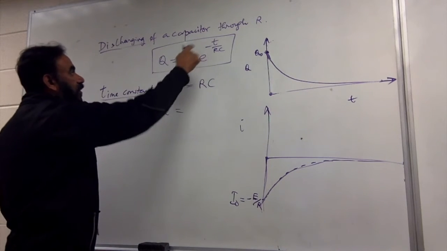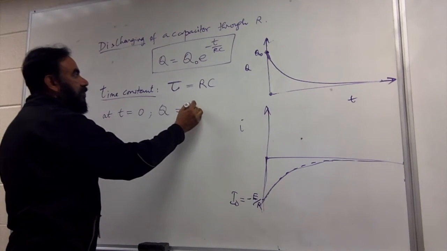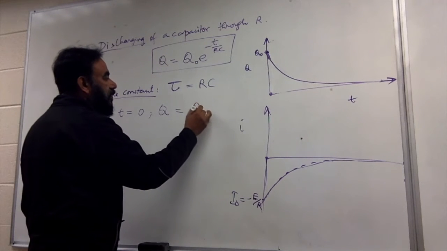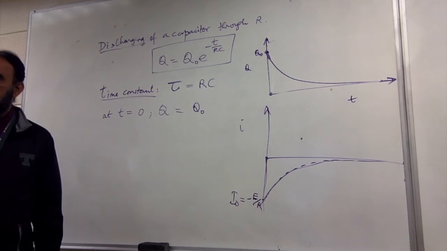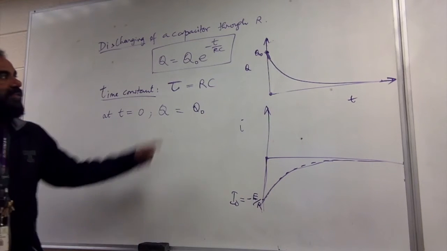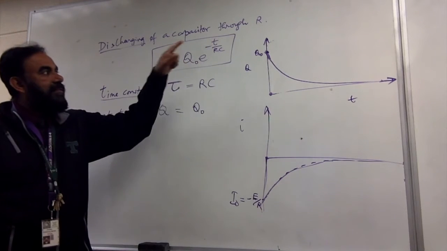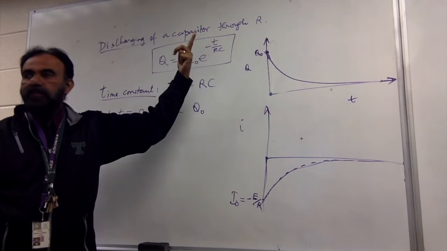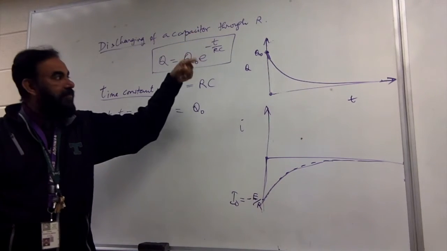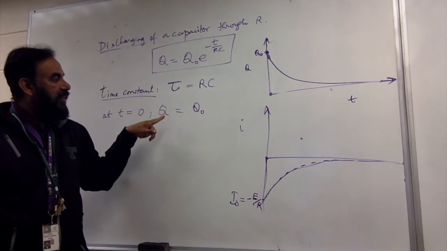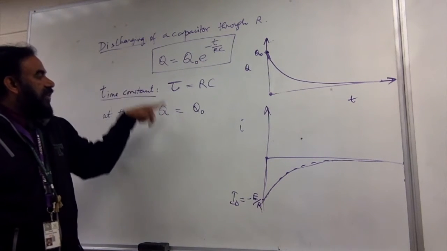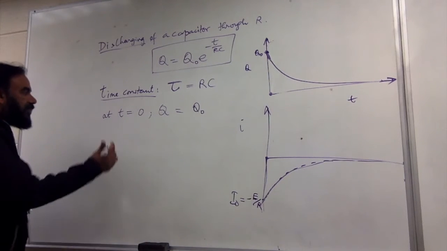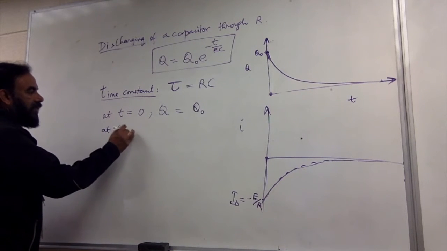At time t equal to 0, what is Q equal to? Q naught. That is just before discharging. If you put 0 there, e to the power of 0 is 1. So initially, before discharging, at time t equal to 0, Q is equal to Q naught.